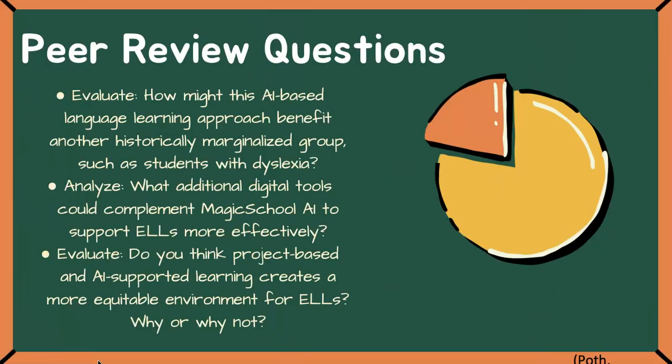To further extend the conversation, I posed some peer review questions. First, how might AI-supported language learning also benefit students with dyslexia or other learning differences? Second, what additional tools beyond Magic School AI could strengthen support for ELL students? And third, does project-based AI-supported learning create a more equitable environment for ELLs, or are there still gaps that we need to address? These are the questions that we should consider when carefully adopting new EdTech resources.